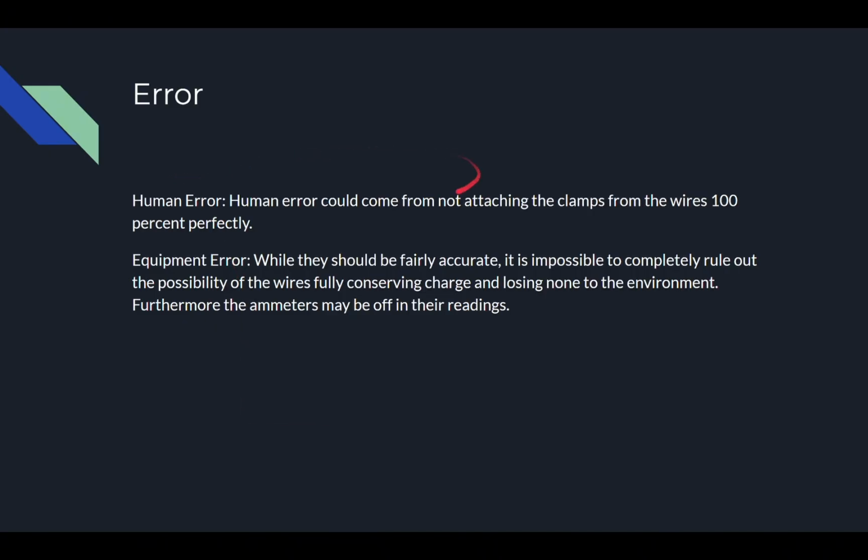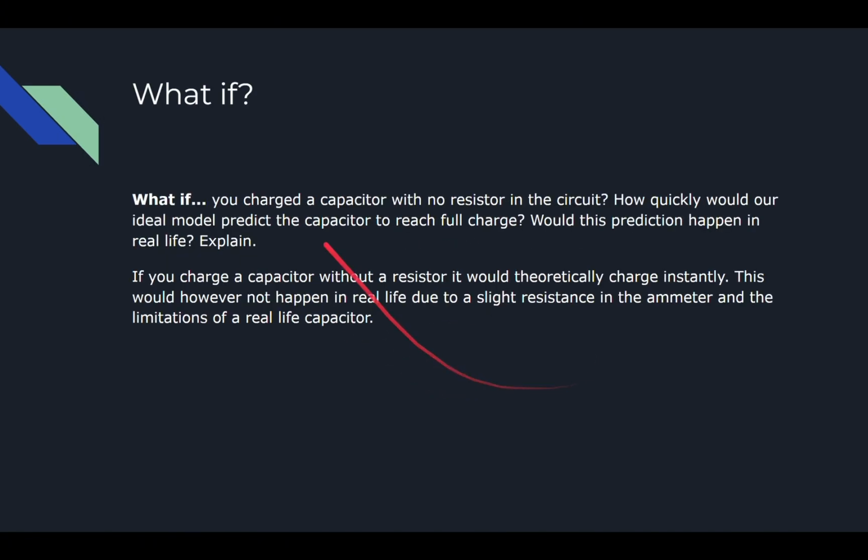The possible error in this lab, human error, could come from not attaching the clamps from the wires 100% perfectly, because they have these little metal clamps that have to attach perfectly to these resistors. And then also, it shouldn't happen, but there could be equipment error. We don't know for sure, but it could happen where the multimeters don't necessarily measure 100% accurately or conserve charge. Also, you'll see in a minute that they actually do have some resistance when we count them as having 0 resistance.